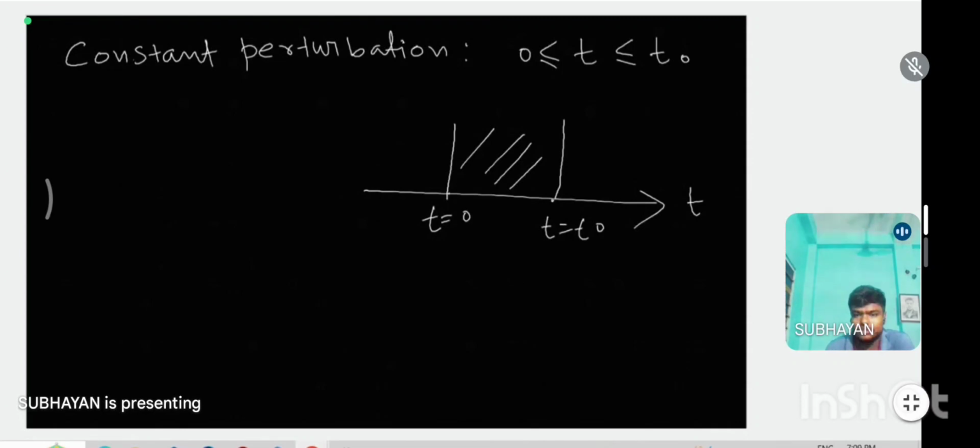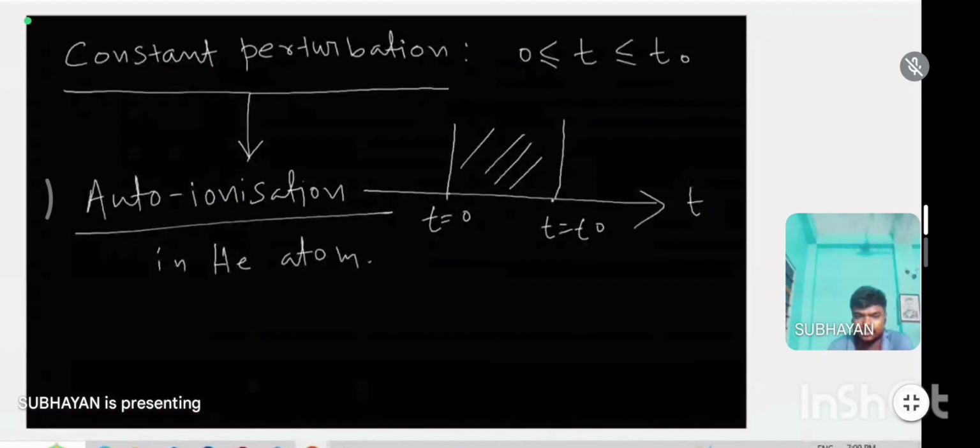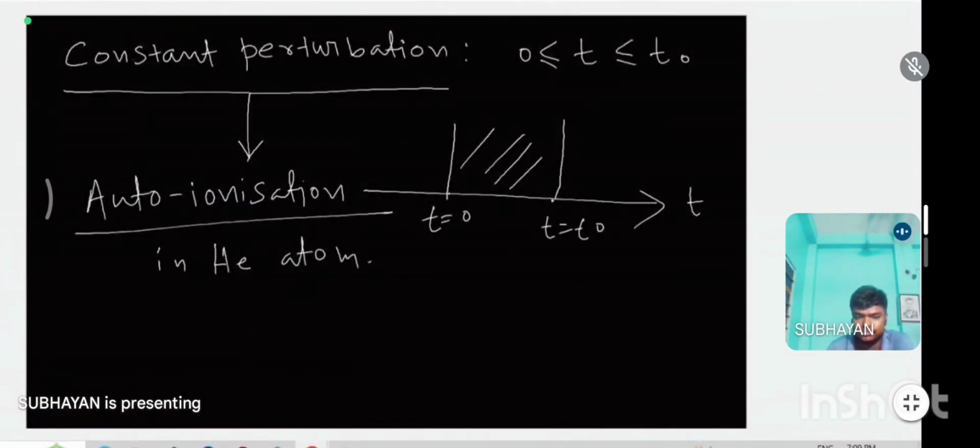And the effect of constant perturbation we have already discussed in the previous class. Specifically, we discussed auto-ionization. The application of constant perturbation, which is an example of time-dependent perturbation, is auto-ionization in the helium atom. We have already discussed this phenomenon, this process, in the previous class.